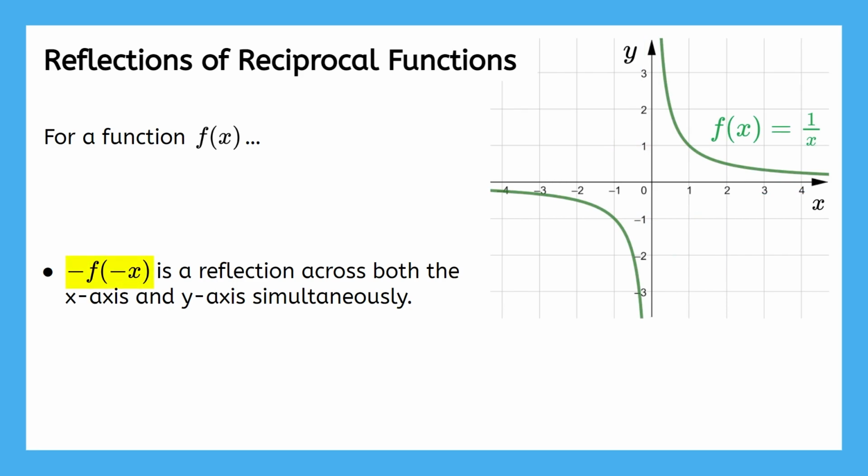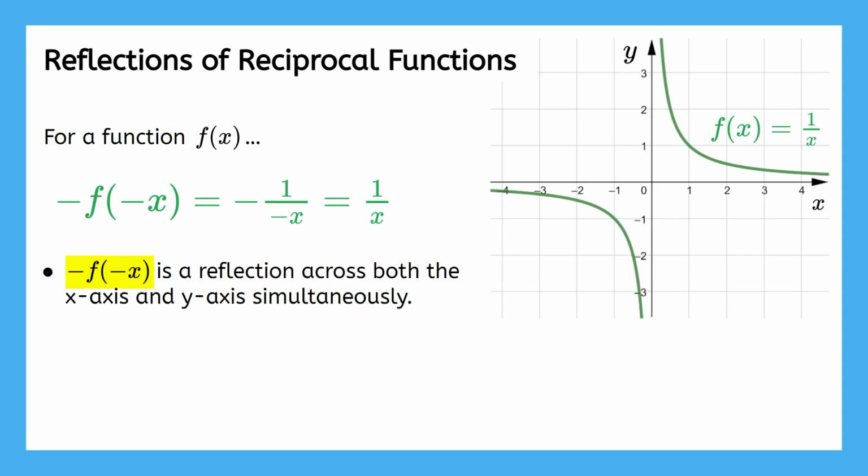Remember the rule that reflecting across both axes is the same as putting a negative on the inside and outside. Try applying this rule to 1 over x to see why this happens. If we put two negatives in this fraction, those negatives will cancel each other out, and we'll be left with 1 over x, which is exactly the function we're reflecting in the first place.